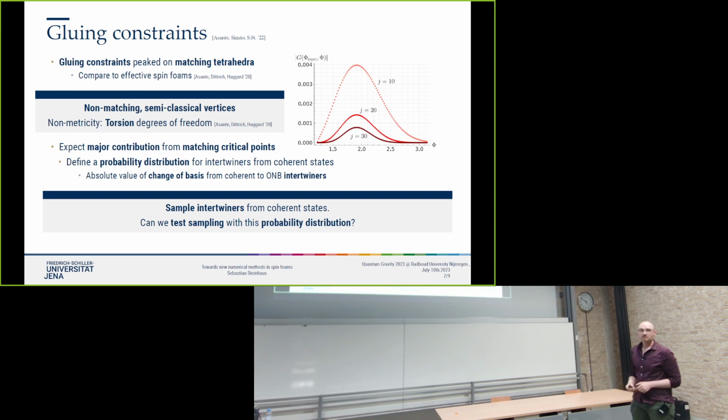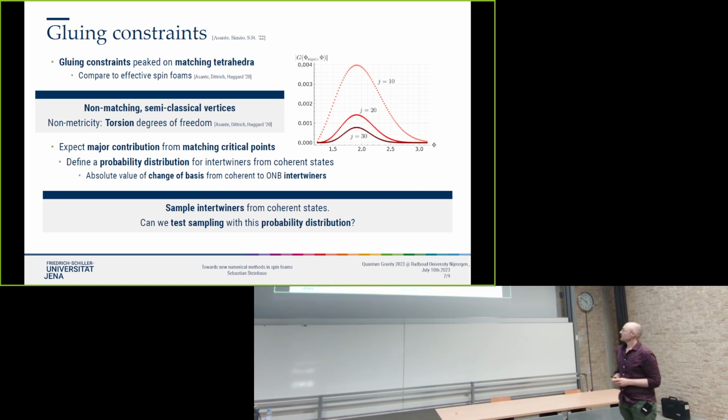What are now the properties of these gluing constraints? They are actually peaked on having the two tetrahedra on both sides match. So this is the absolute value of these gluing constraints. They look fairly Gaussian and become more and more peaked the larger the representations become. So in this representation you will have the possibility of non-matching semi-classical vertices, which, if they are non-matching, you can understand as non-metricity or torsion degrees of freedom being present in this partition function.